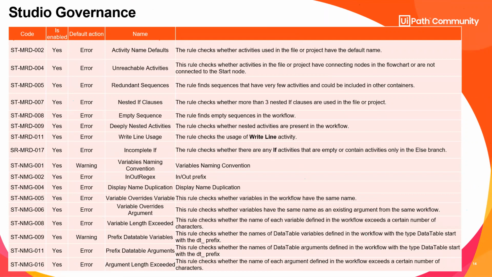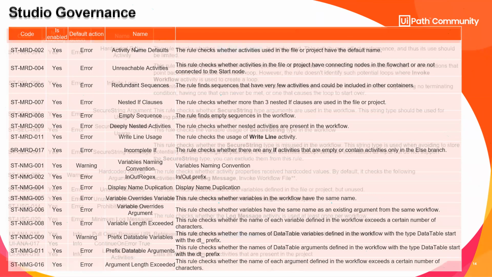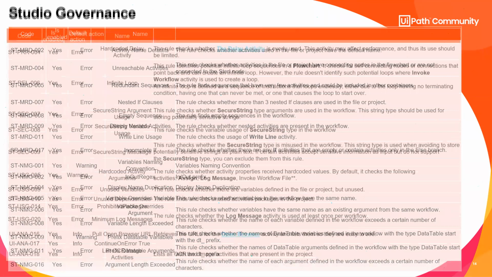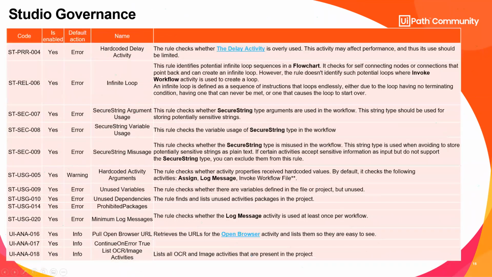Duplicate names as well, and the naming convention for arguments and variables both. Suppose you want to prefix your arguments direction-wise, you can define that. The length of the variable, how it should be. So some criticals, which are very well known to many team members: infinite loop scenarios, secure strings should not be passed between workflows.